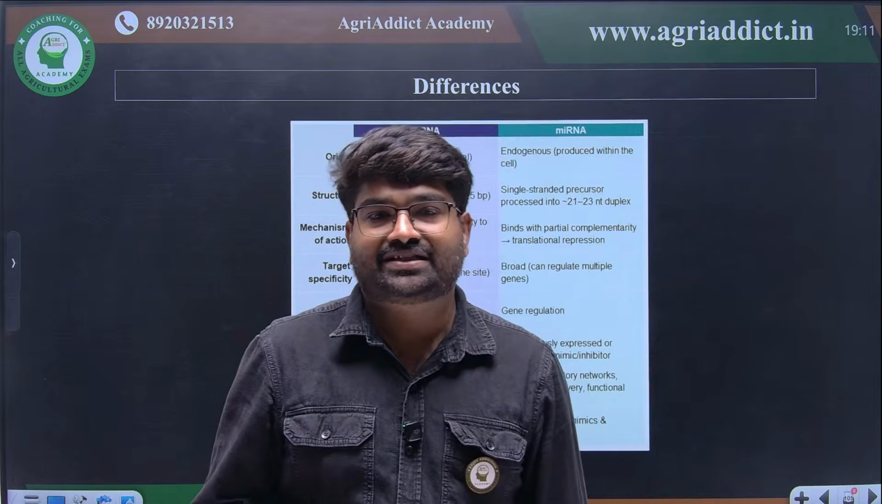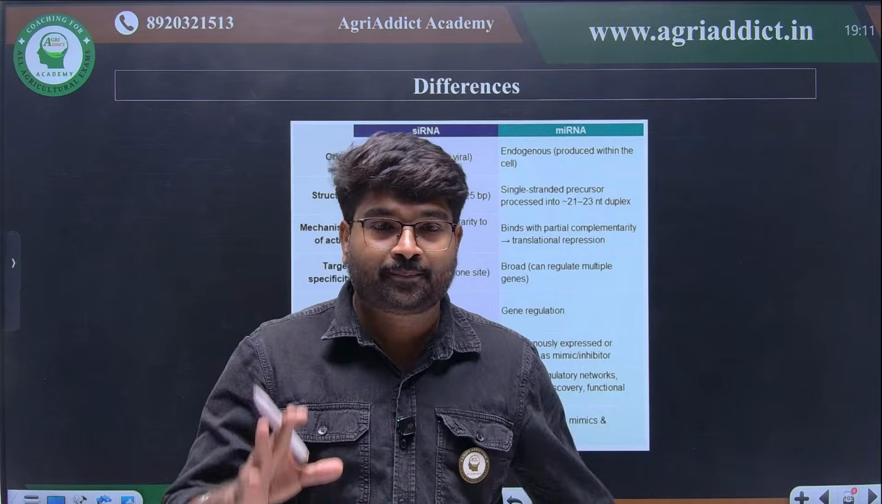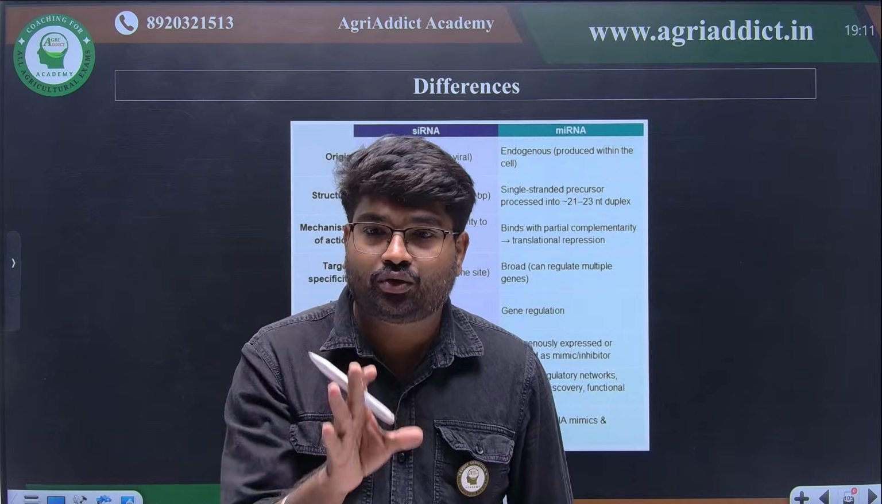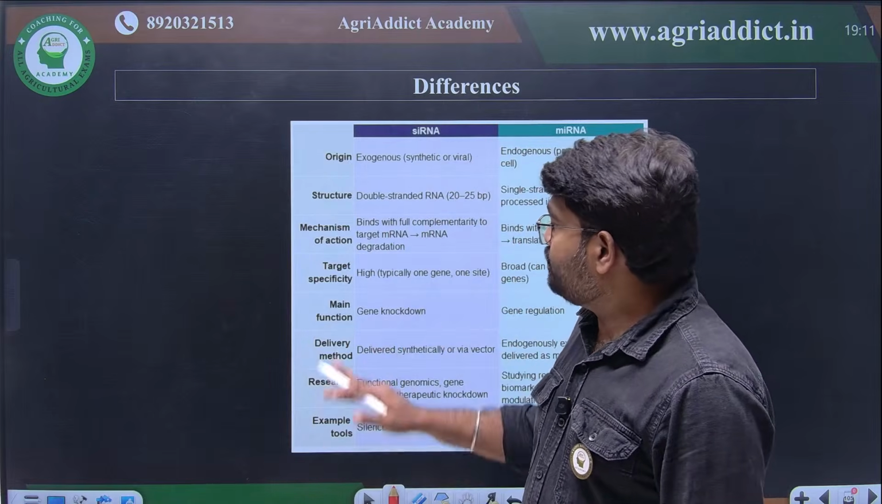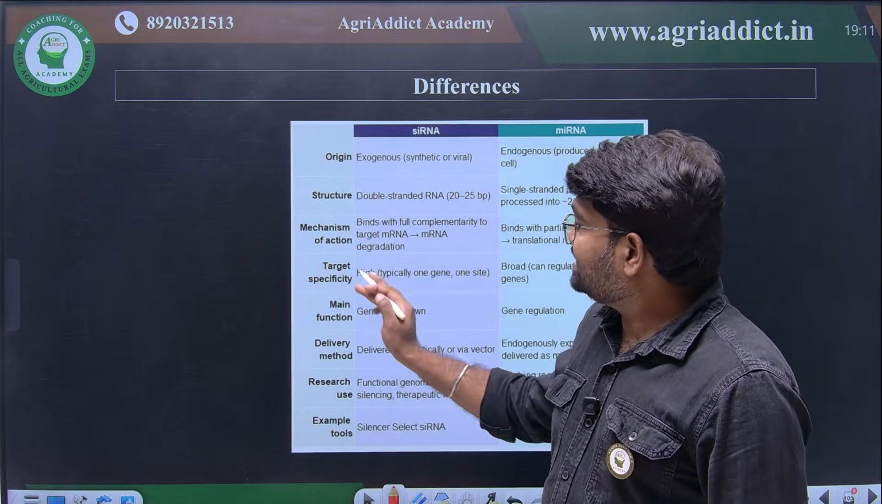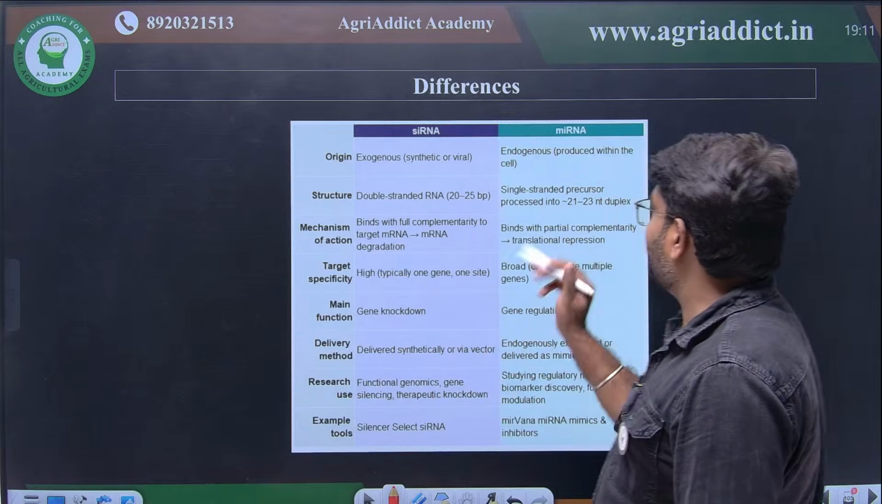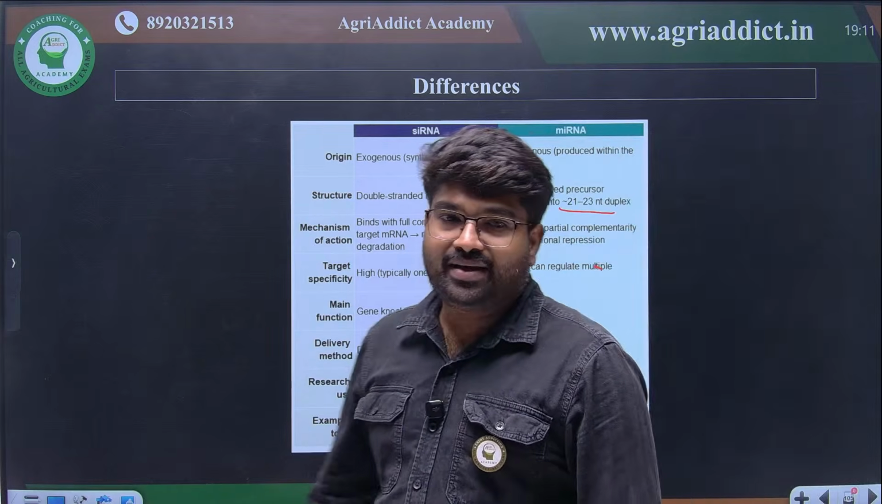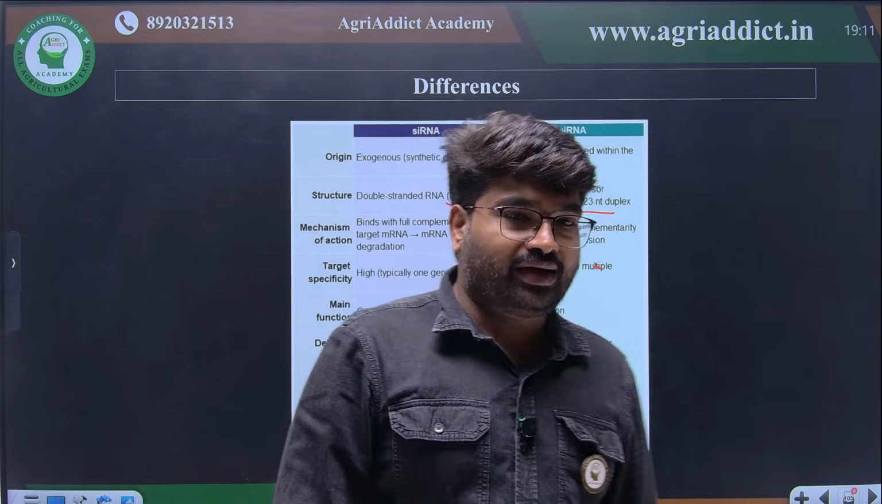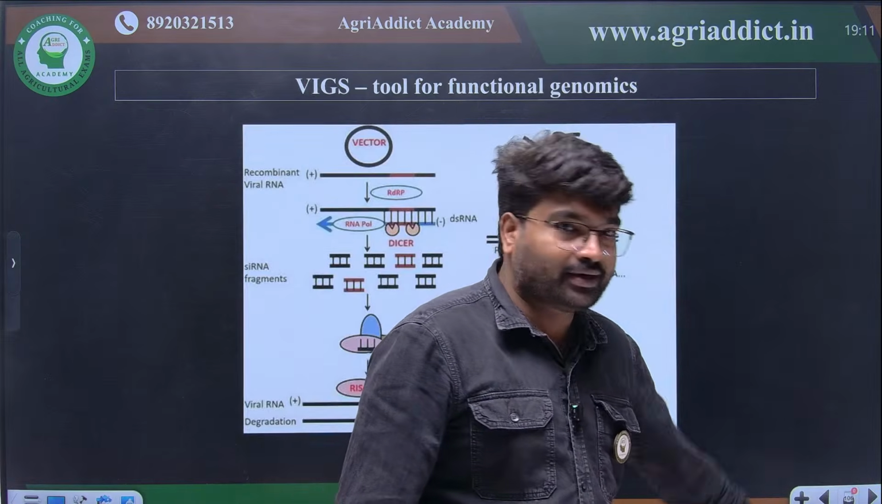siRNA can be exogenous or endogenous, but miRNA is always endogenous. This is the key important thing you have to remember. Another important thing is the size. miRNA will be around 21 to 23 nucleotides, and siRNA will be 20 to 25 nucleotides. This is the key important point.